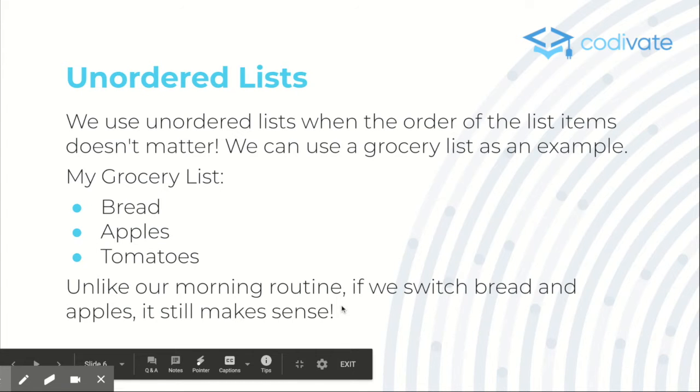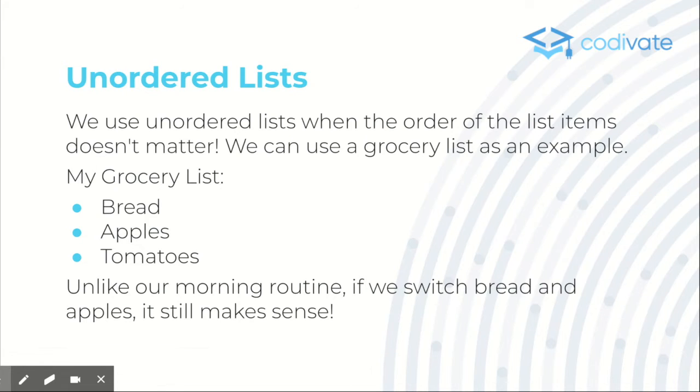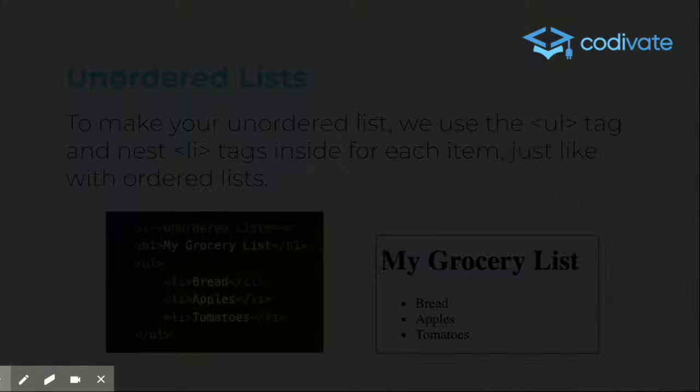Unordered list, on the other hand, doesn't really matter. The order of the list items doesn't really matter. So we can use a grocery list as an example. If I had to get bread, apples, and tomatoes, if we switch the order of bread and apples, it would still make sense. It would just be in a different order. So we're still going to get bread and apples, but the order doesn't really matter.